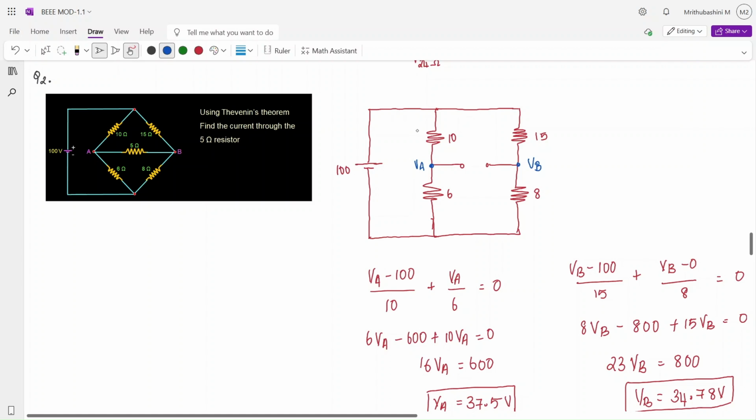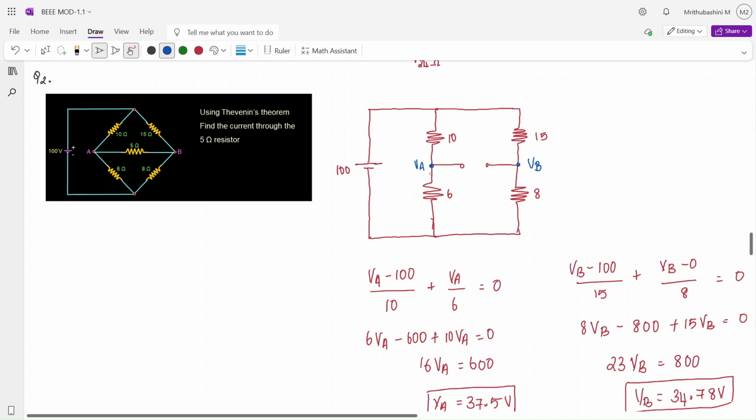So this is how you will generally solve a complex problem. You just redraw it in whatever way you understand, so that it will be simpler for you to solve the problem, right? So I redraw the circuit like this, which is nothing but the same. All right, so first I have to find the Thevenin voltage. For finding the Thevenin voltage, I have to find the voltage between these two points.